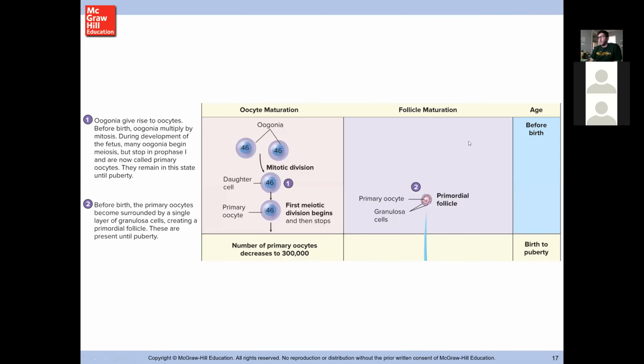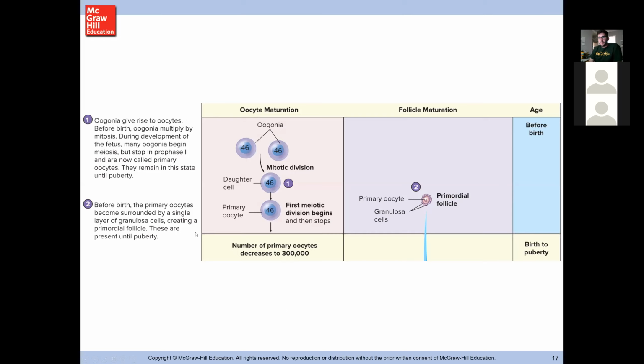Okay, so let's walk through a little bit what's going on during development right here. Oogonia, these egg stem cells, give rise to oocytes, right, which are the cells that transform into our egg. During development of the fetus, many oogonia begin meiosis but stop during prophase 1 and then become primary oocytes right here. So they remain in this state until puberty.